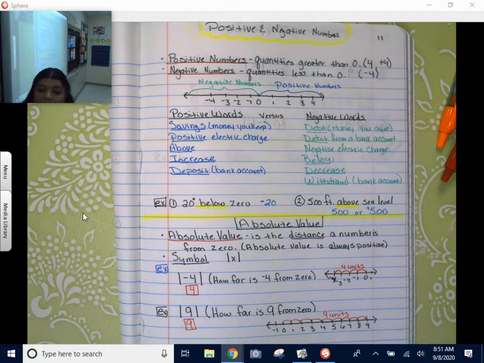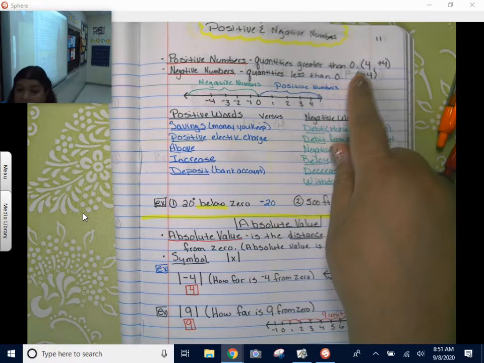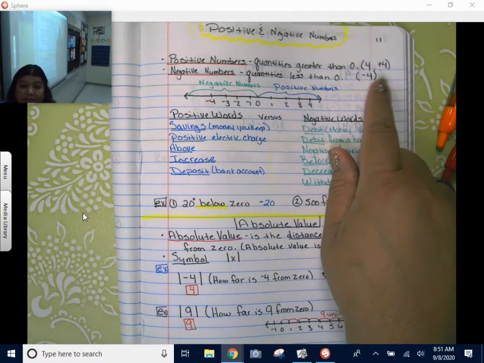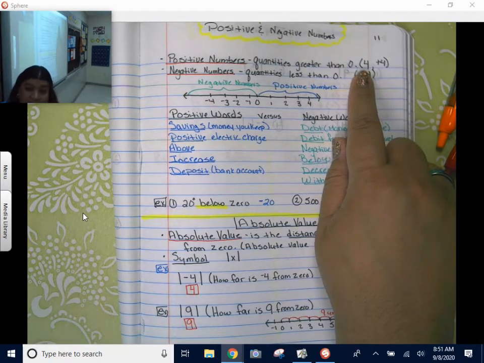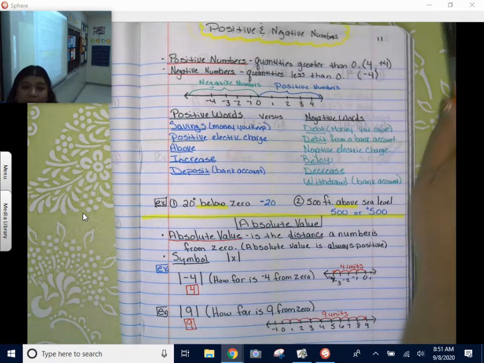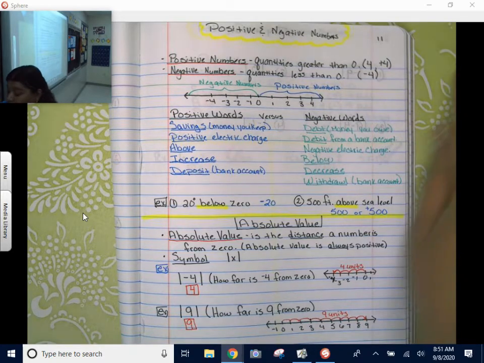All right, you should have copied them down by now. So I'm going to go over it. We're going to introduce you to integers, or positive and negative numbers. So positive numbers are quantities greater than 0. So 4, 5, 6, 7, 8, all of those. And also decimals, 1.5, 1.7, all of those are positive numbers.